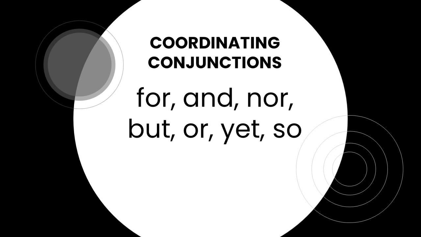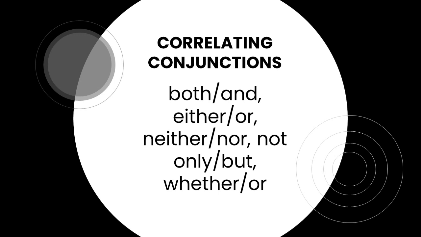So these are some given examples of coordinating conjunctions: for, and, nor, but, or, yet, and so. And this is for coordinating conjunctions. For correlative conjunctions, we use both, and; either, or; neither, nor; not only, but; and the last one, whether, or. So they are interconnected, and usually both of them are used.